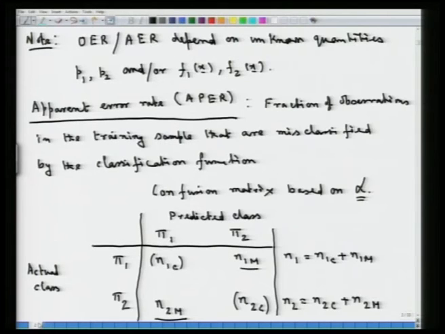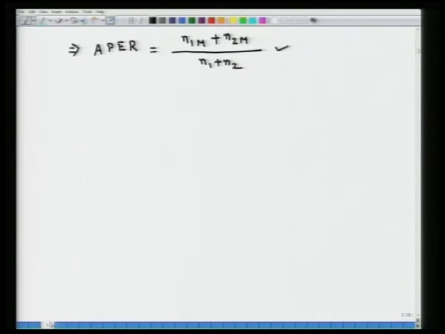So, based on any classification function and the given learning sample L, one can compute this confusion matrix, and hence one can get to this apparent error rate. So, that can be computed for any practical data. So, we end this particular small section on looking at performance measures for comparing classification functions.